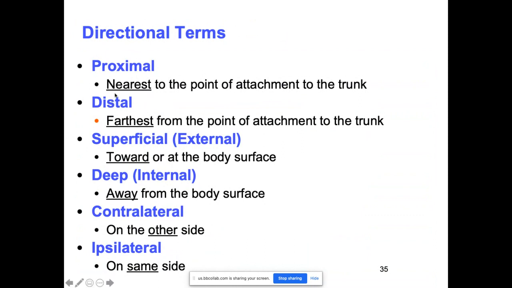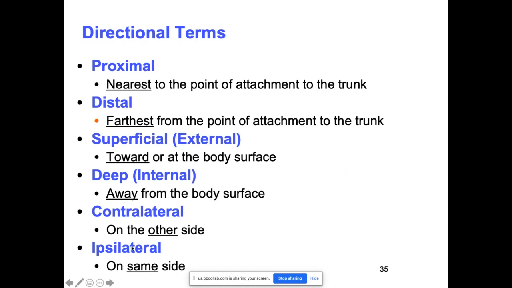Proximal and distal, they're opposites. Superficial and deep, they're opposites. Contralateral and ipsilateral, they're opposites. When we're talking about bones or parts of the body in general, there's the part that's closest to the trunk, which is proximal. And if you're moving further away from that, we're moving distal. Superficial is towards the body surface, and if we're moving more internal, it's deep.